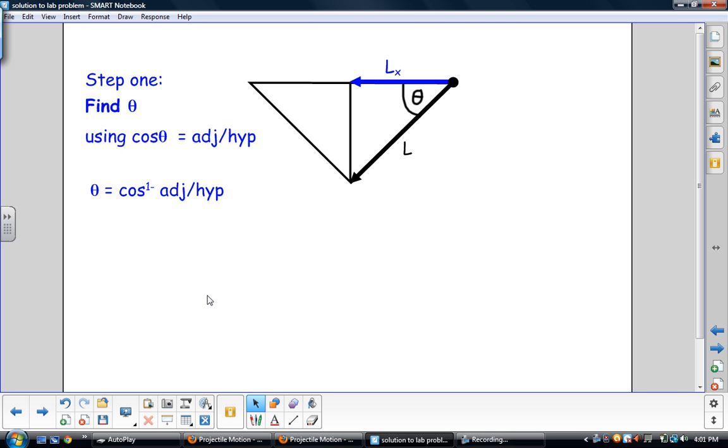You're going to hold on to that because you're going to use it later. That is the piece of information, theta, that links our triangle of centimeters with our triangle of forces.